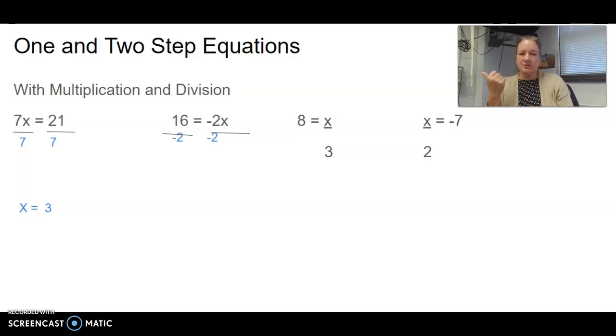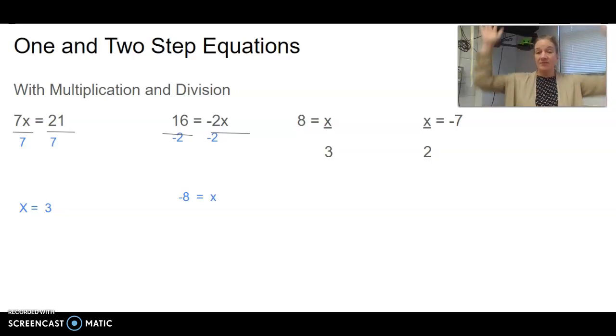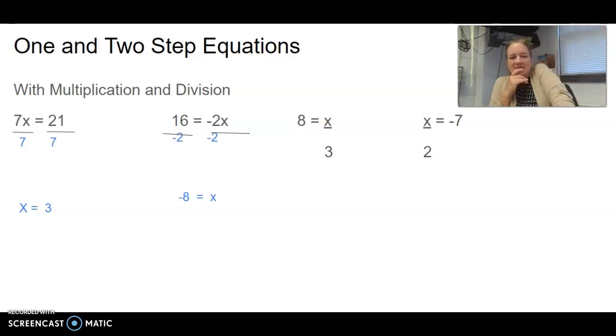I want to get rid of that negative 2. Negative 2 times x, so I'm going to divide, do the opposite. The opposite of multiplication is division. So I'm going to divide both sides by negative 2. So on the right-hand side, I get negative 8 because a positive divided by a negative is a negative. And then a negative 2 divided by negative 2 cancels. So now I have x by itself. I'm done. Yay! Okay. Next one is x divided by 3.